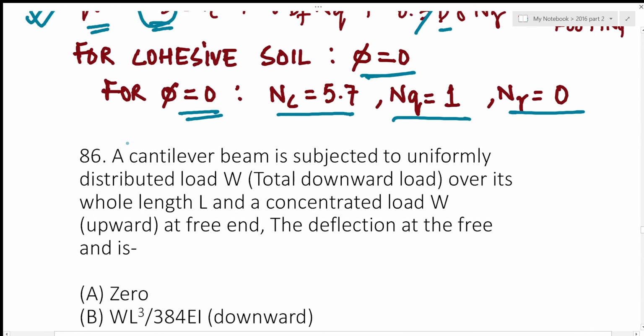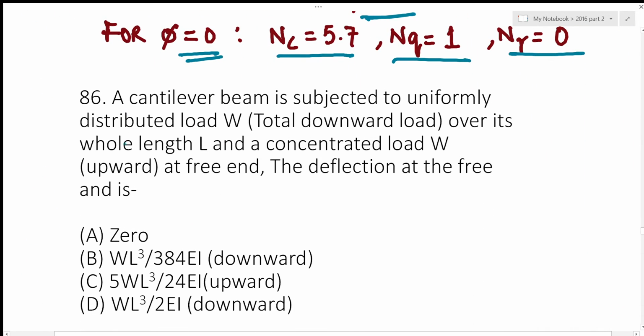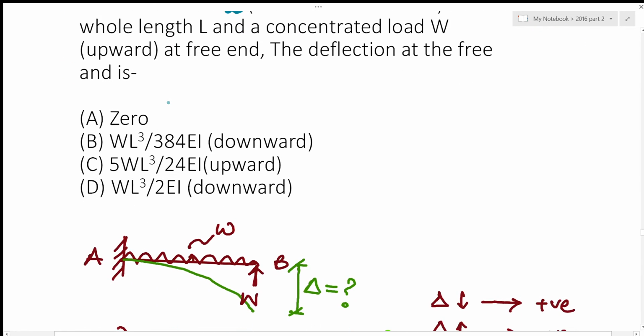Now moving on to the next question. A cantilever beam is subjected to a UDL, which is actually given by this omega, over its whole length L, and a concentrated load W at the free end. The deflection at the free end is? Now you can use the superposition theorem here.